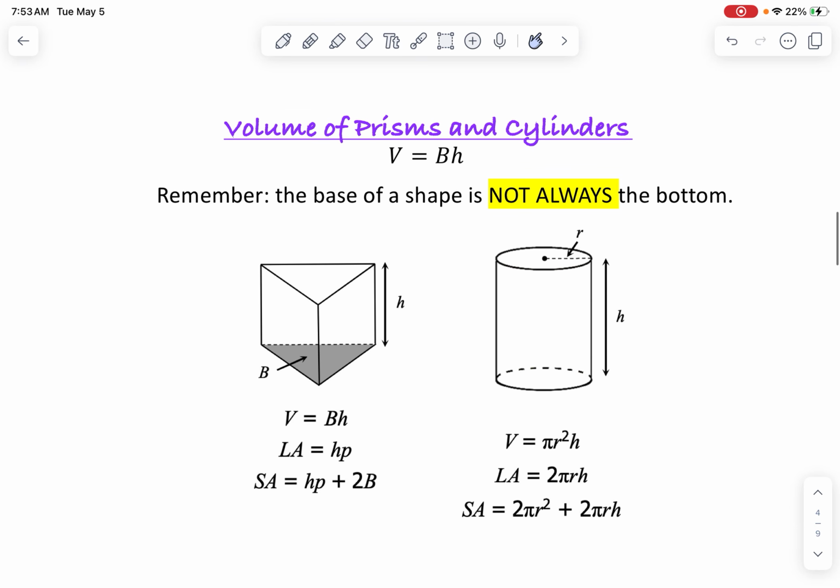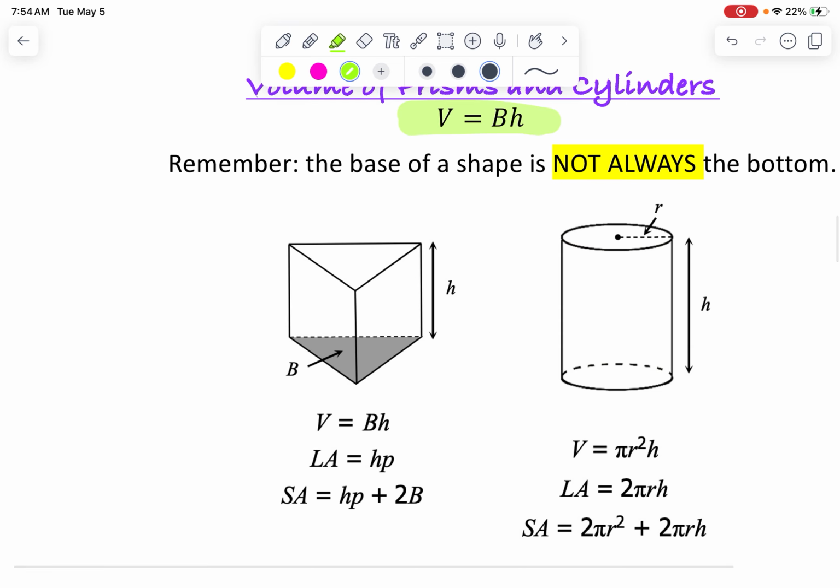Okay, so to find the volume of a prism or a cylinder, you just take the area of the base and multiply it by the height. And you can see that down here. Whatever the shape of the base is, find the area of that and then multiply by the height. Now here, you'll notice it says pi r squared. That's just the area of a circle. So it's base times height still.